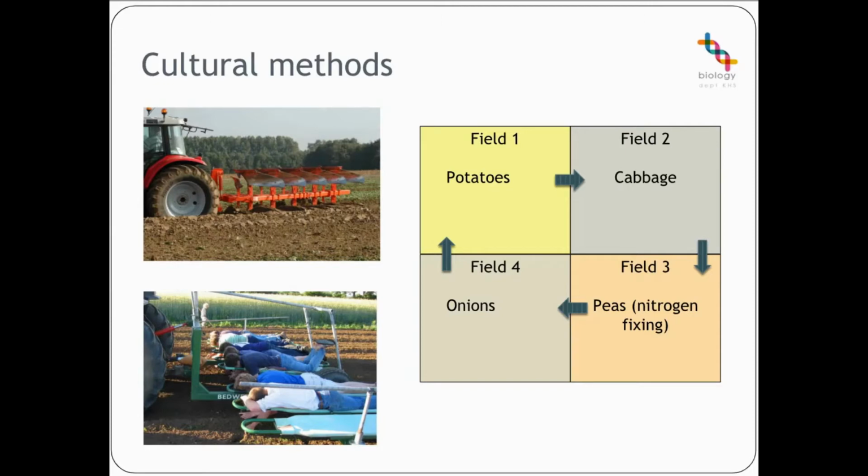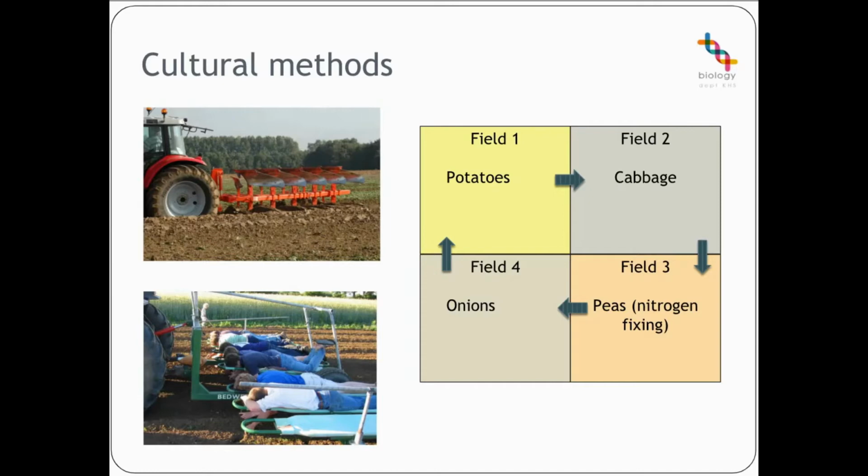As you can see, the top left, field 1, we start with potatoes, and what would then happen is it would be rotated into field 2 for the next season. And the cabbage would move down, the peas would move left, the onions would move up, and so on. So they would rotate around over 4 different seasons, so that each different crop type has been planted in each different field in each different season.